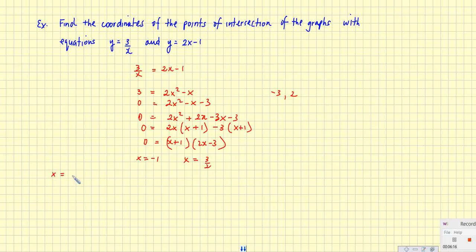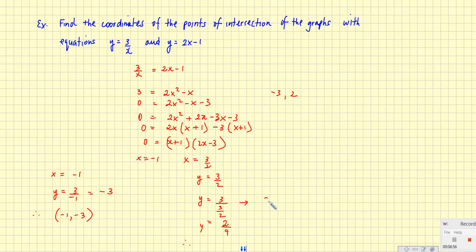Now, if x is equal to negative 1, then substituting into either of the equations, I can say that y is equal to 3 over negative 1, which turns it into negative 3. Therefore, our first point would be negative 1, negative 3. And then we can do the same thing where we substitute x equaling 3 over 2, so that y would equal 3 over 3 over 2, which automatically would make it 2 over 9. And therefore, y equals 2 over 9.